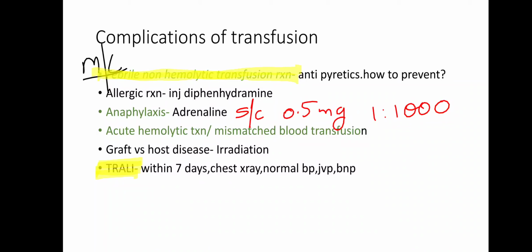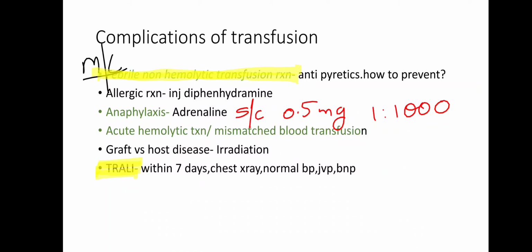See, why this TRALI is occurring is because of the antibodies in the plasma. The donor's blood is having some antibodies. So these antibodies will cause aggregation of the WBC in the recipient. It will cause leukocyte aggregation, and that can block the pulmonary circulation, the pulmonary capillaries.